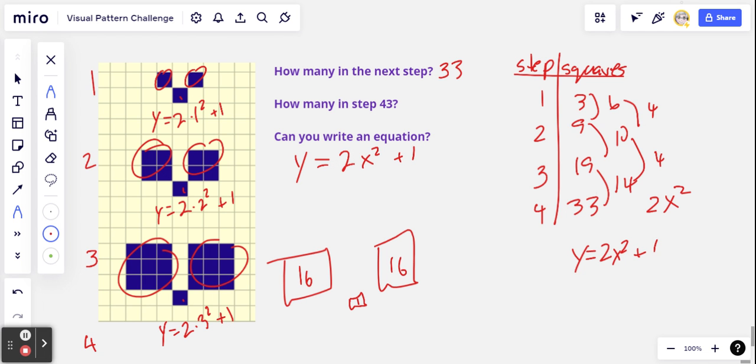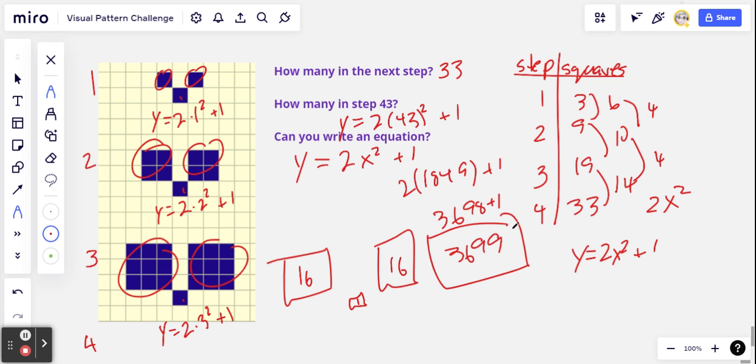So now that we've gotten this far, what remains is just to calculate the number in step 43. And we're going to plug 43 in for x. So y equals 2 times 43 squared plus 1. And 43 squared, I've memorized that by now. That's 1849. So we multiply that by 2 and add 1. And let's see, 1849, that's going to be 3698 plus 1. So 3699, 3,699 squares in that step 43. That'd be some pretty big mouse ears.